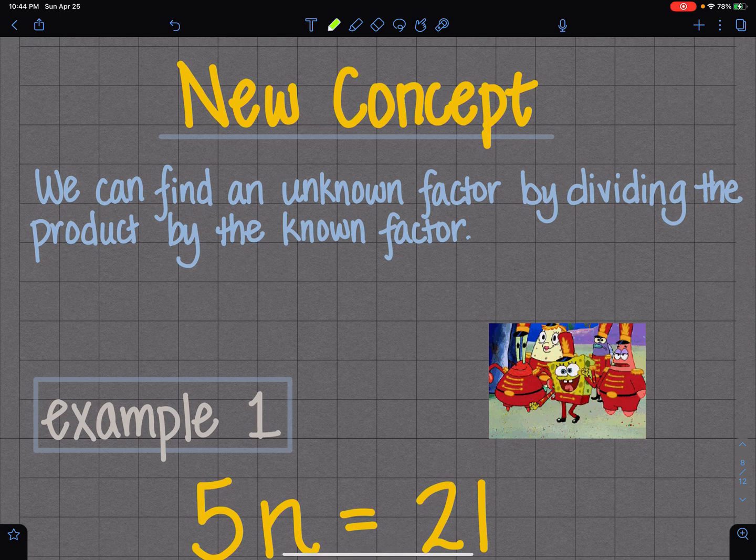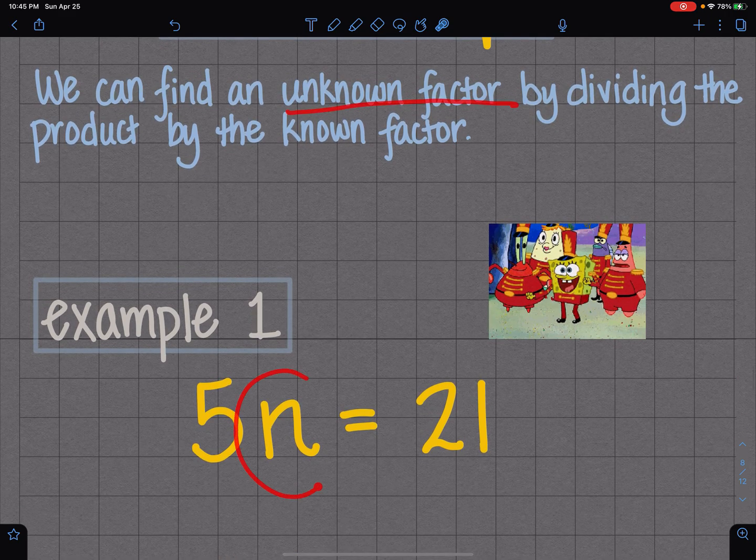And the new concept I think is really super cool because it's starting to introduce some algebra into what you're doing. And algebra is what Zach's doing. It's actually very challenging. But you are up to the challenge, just like SpongeBob here. You're up to the challenge, and I know that you can do it. So here we go. The way we can find an unknown factor, like this is an unknown factor.